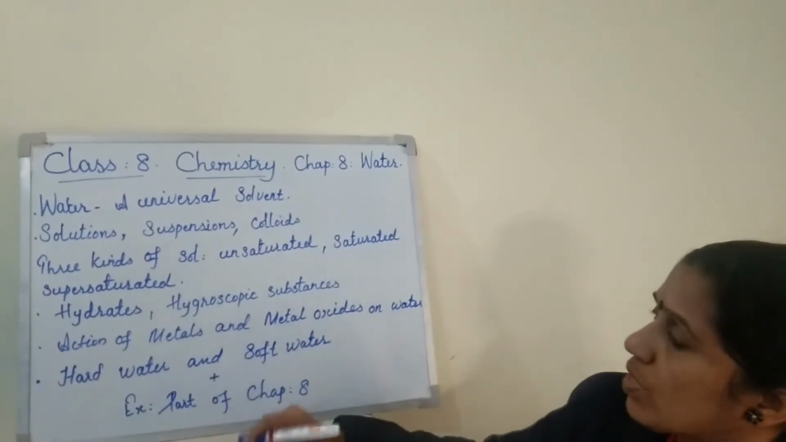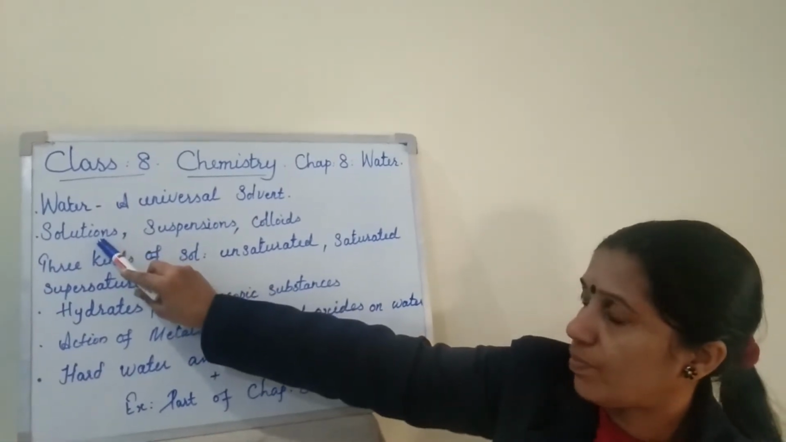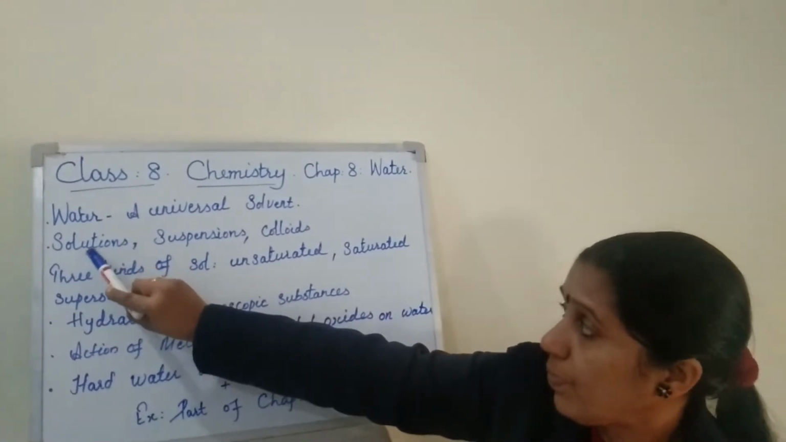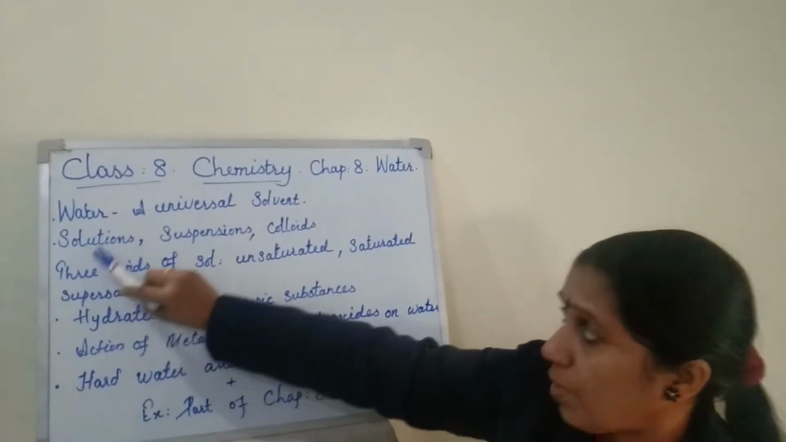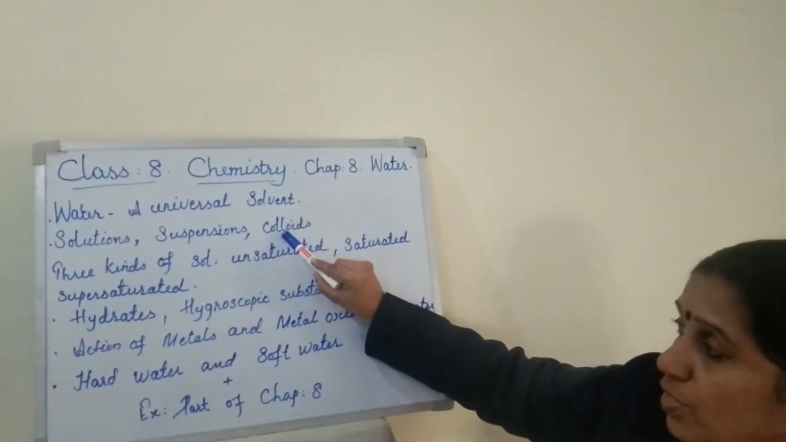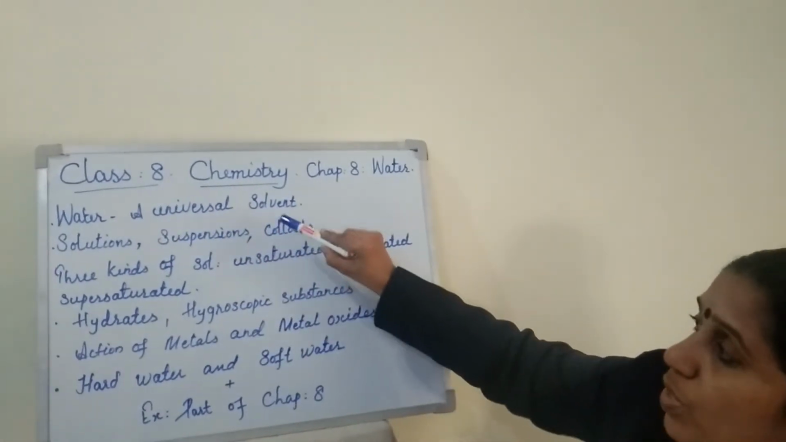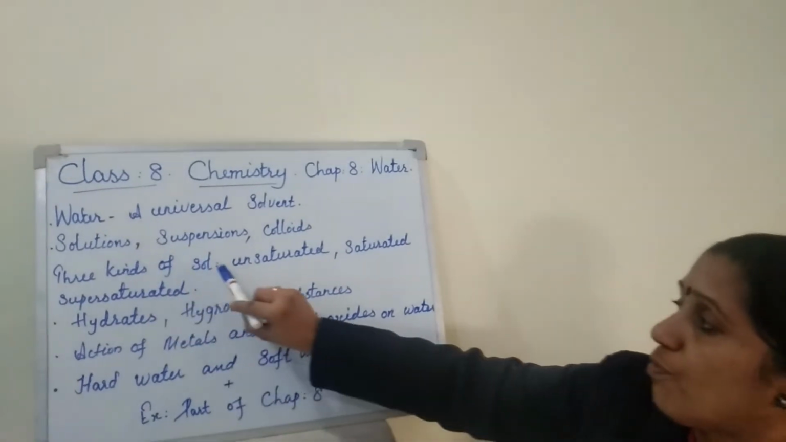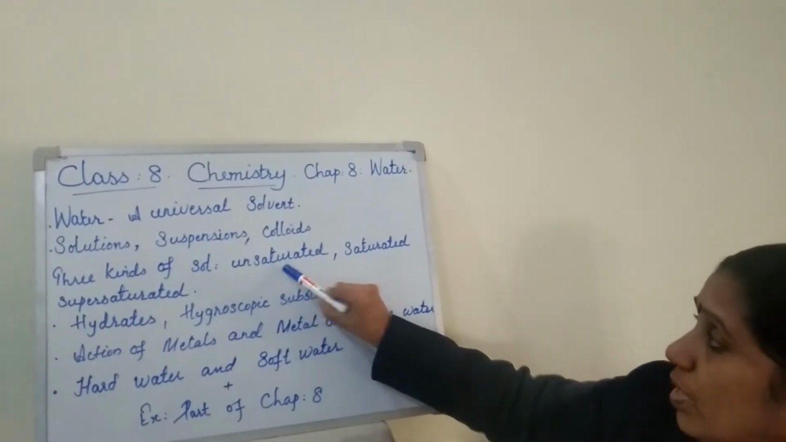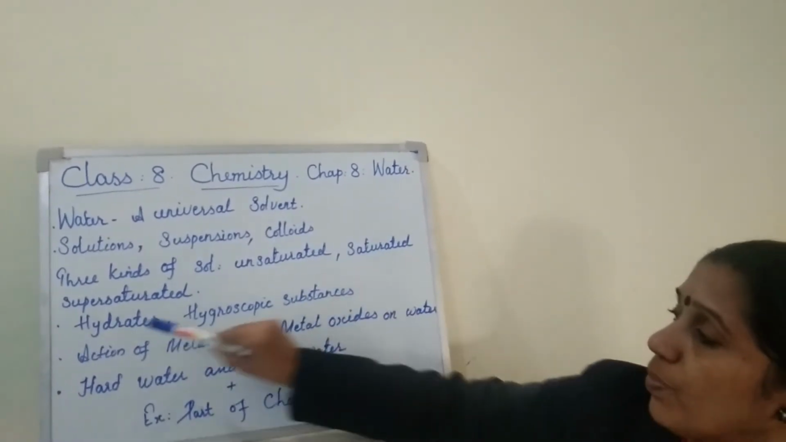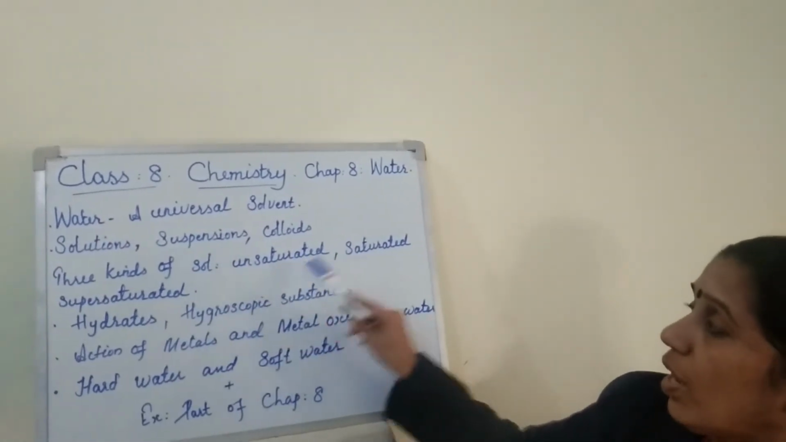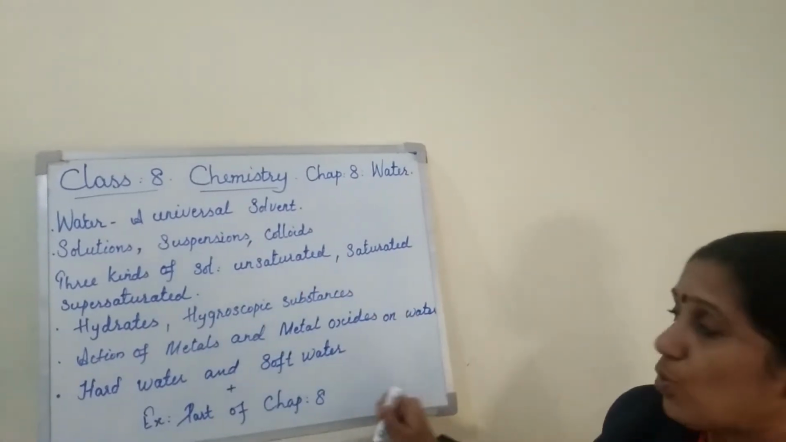Then the next topic is solutions. Three kinds of solution you already learned here, and what are the names of those solutions. Then the next topic is suspensions, then colloids. So these are the main topics included here. Then the three kinds of solutions are unsaturated solution, saturated solution and supersaturated solution. We will discuss again the meaning and the difference between these three kinds of solution.